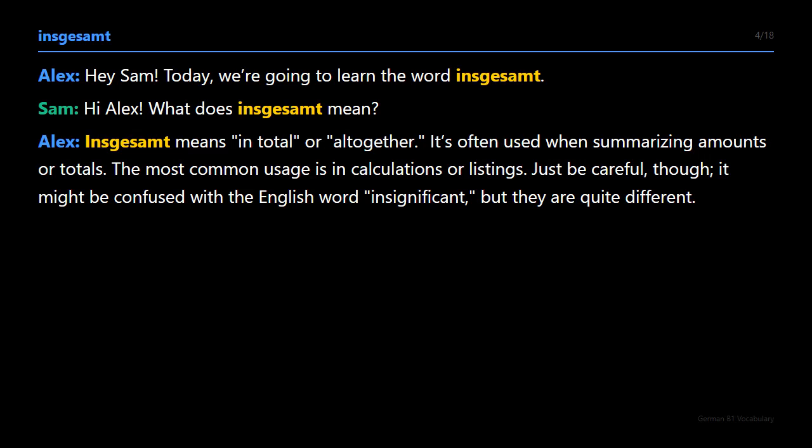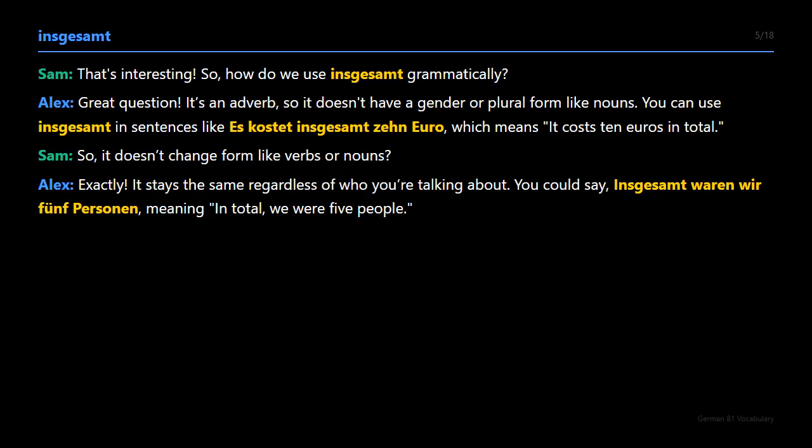That's interesting. So, how do we use insgesamt grammatically? Great question. It's an adverb, so it doesn't have a gender or plural form like nouns. You can use insgesamt in sentences like Es kostet insgesamt 10 Euro, which means it costs 10 euros in total. So, it doesn't change form like verbs or nouns. Exactly. It stays the same regardless of who you're talking about.